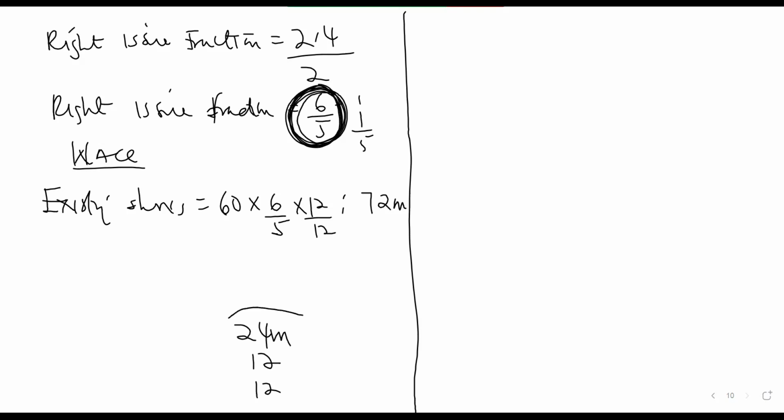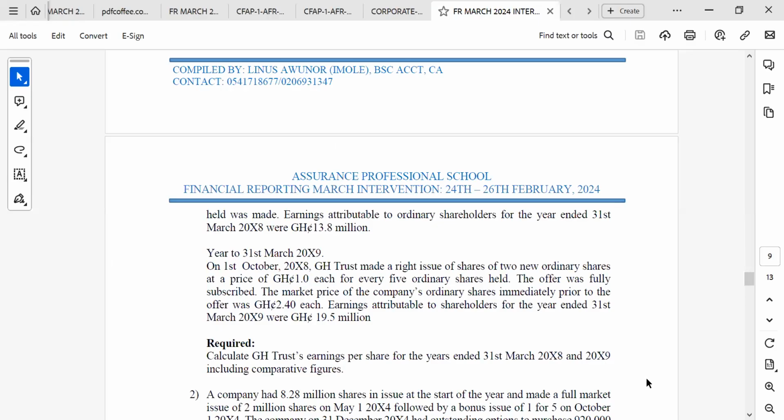So it means that of the total rights issue of 24 million, 12 of it is for bonus issue. Then the remaining 12 is for the market value. So you just come to the full market value over here. You take the remaining 12 million and now pro rata. So 12 million times what? When was the bonus issue done? 1st October. 1st October to 31 March.